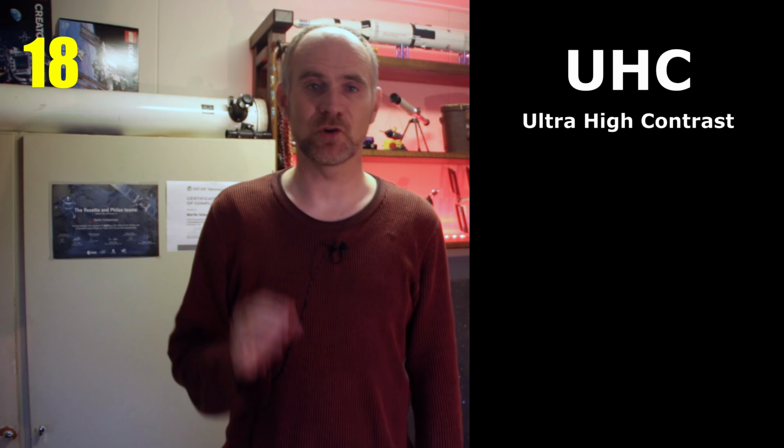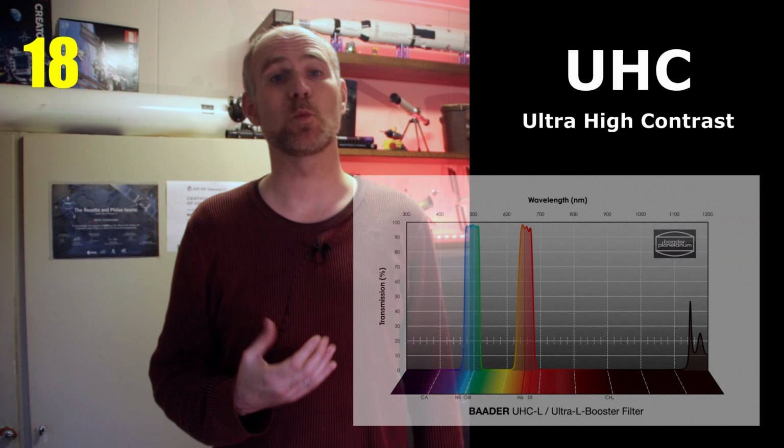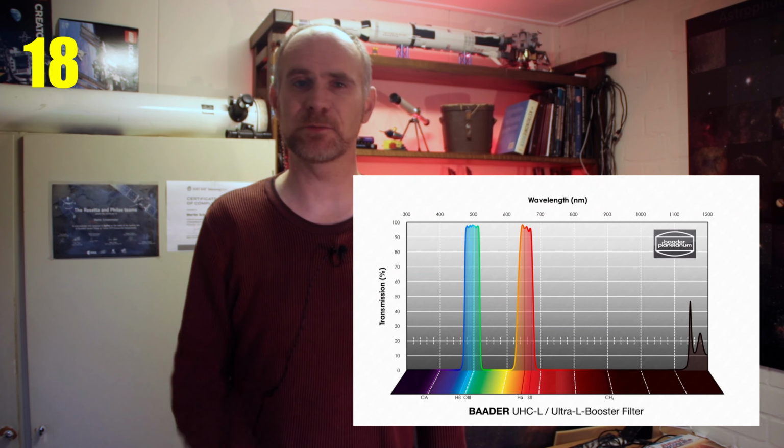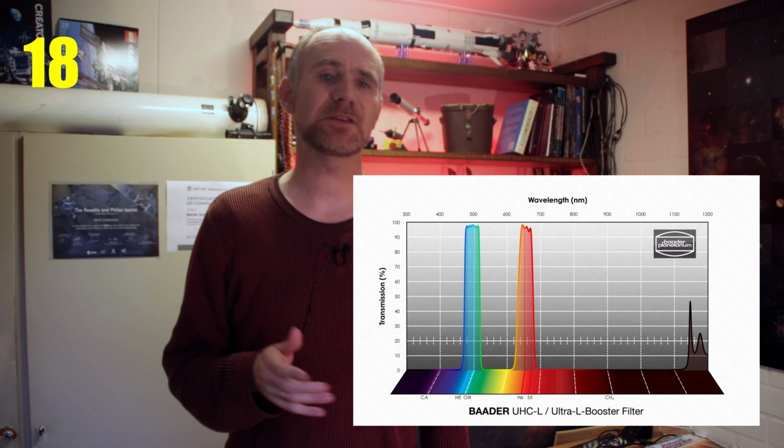UHC filters provide ultra high contrast. Designed to block certain wavelengths, they create a punchier image. It can be useful to make certain objects stand out from the background better.